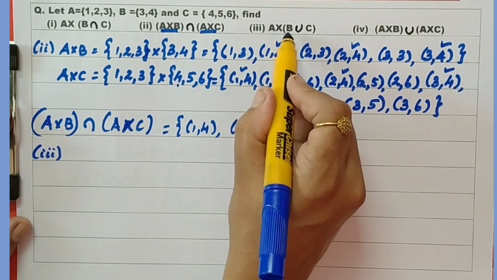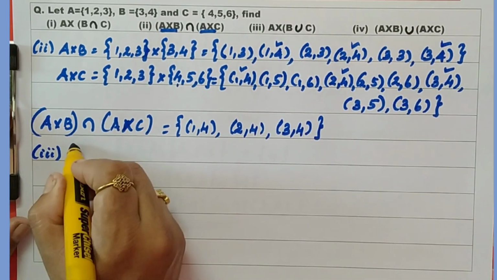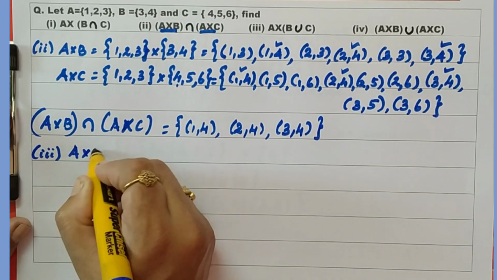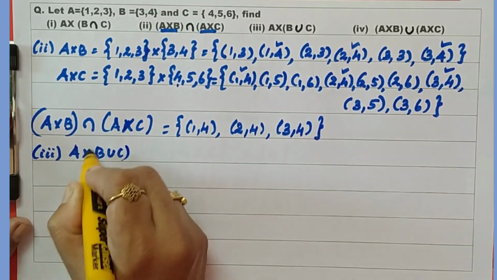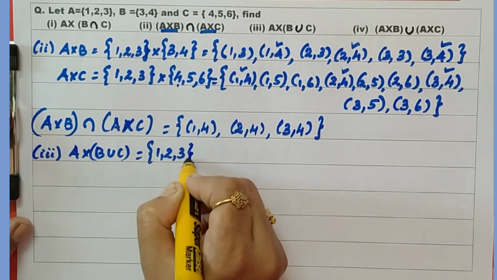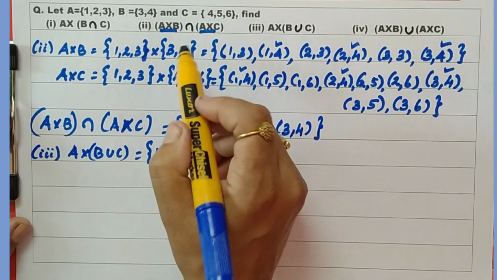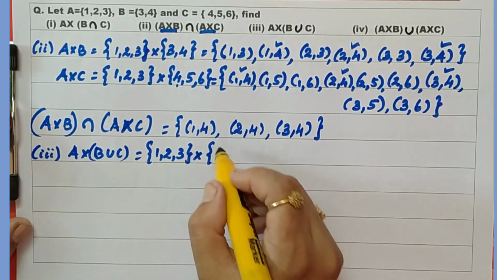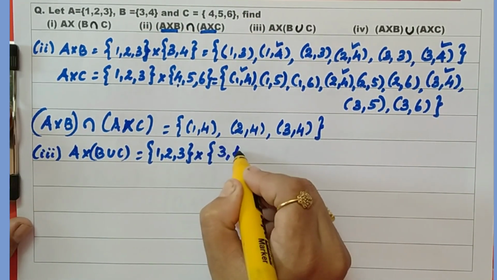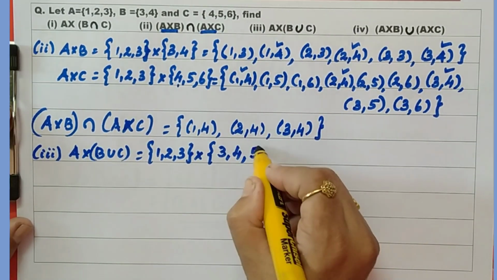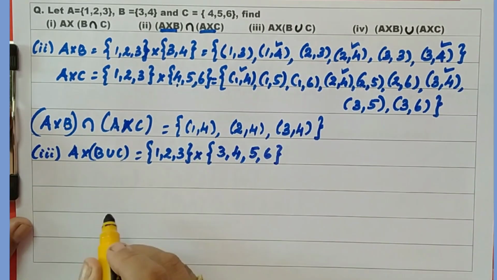What about A cross (B union C)? I am going to do it directly. A cross (B union C) equals: A means the set {1, 2, 3} that you need to cross with B union C. What is B union C? B union C means the set which consists of all elements, that is 3, 4, 5, 6, with no need to write 4 again because of repetition. This is B union C.